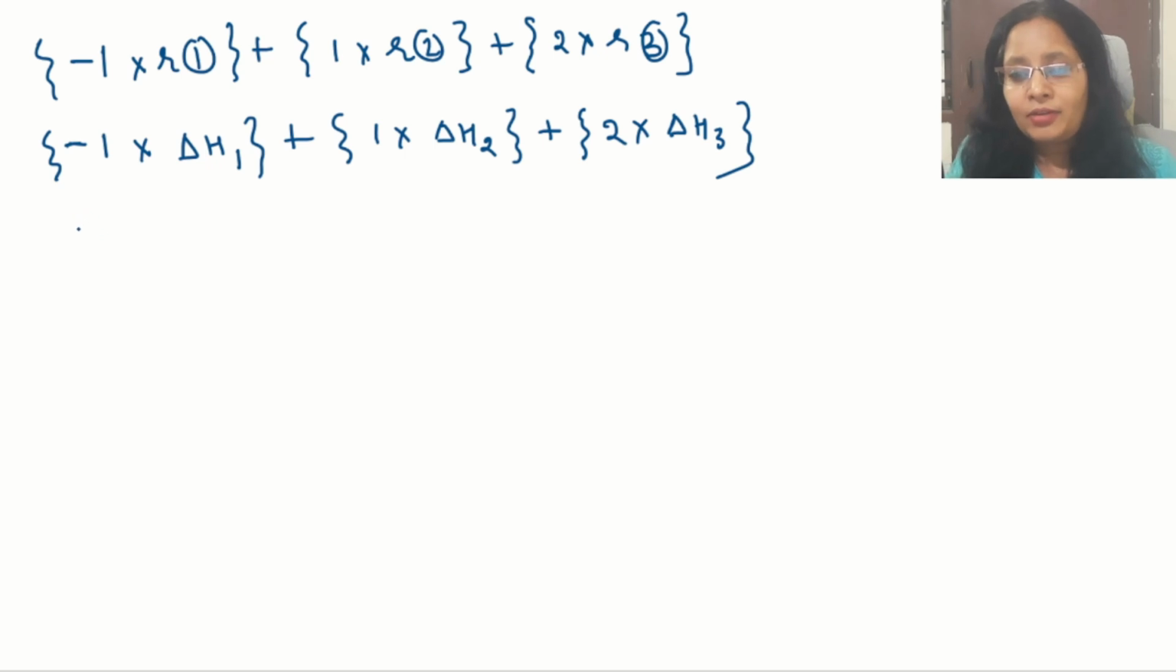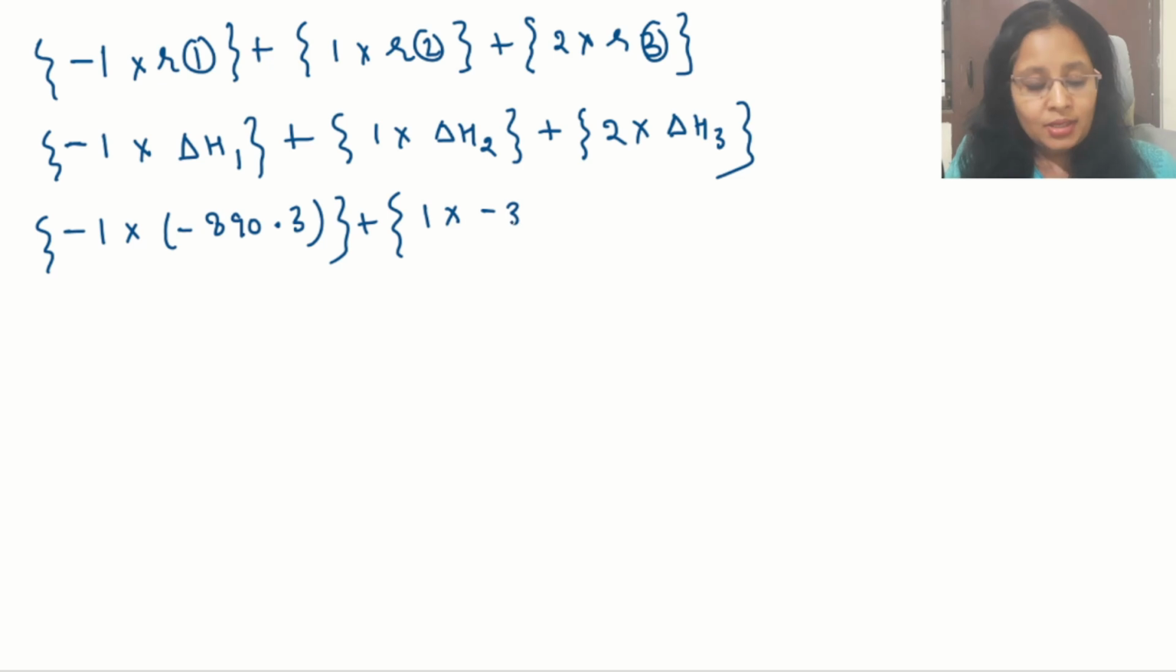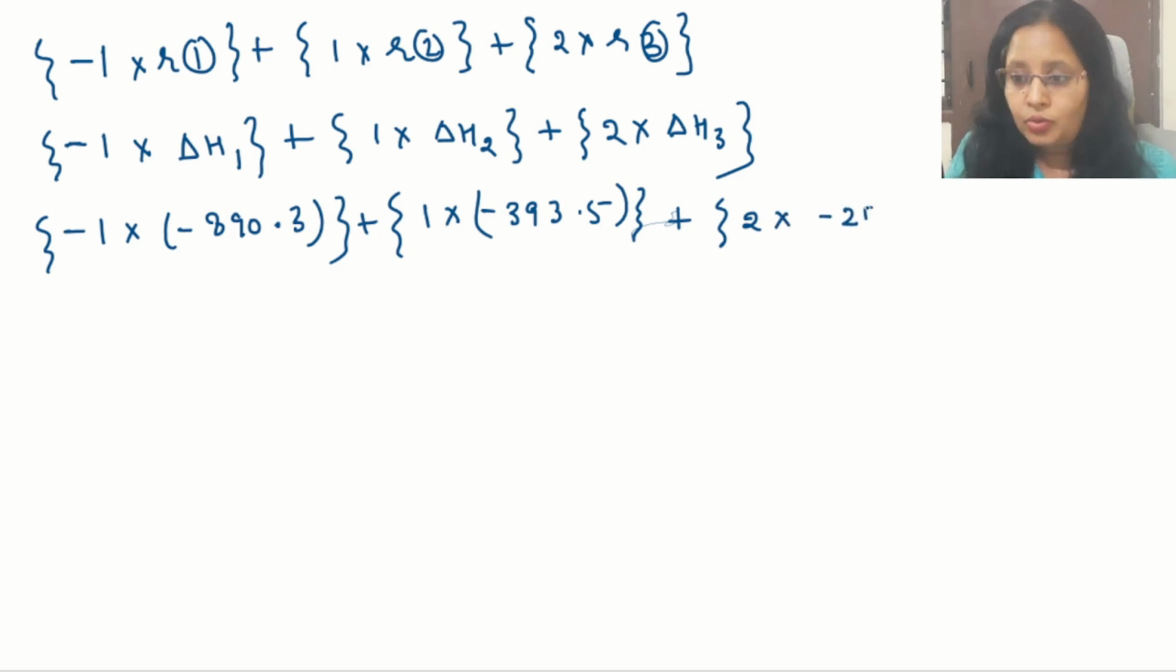Now we have the given values. Let's write the values: minus 1 multiplied by delta H1, which is minus 890.3, plus 1 into delta H2, which is minus 393.5, plus 2 multiplied by minus 285.8. Sorry, 285.8. Done. All the values are correct.